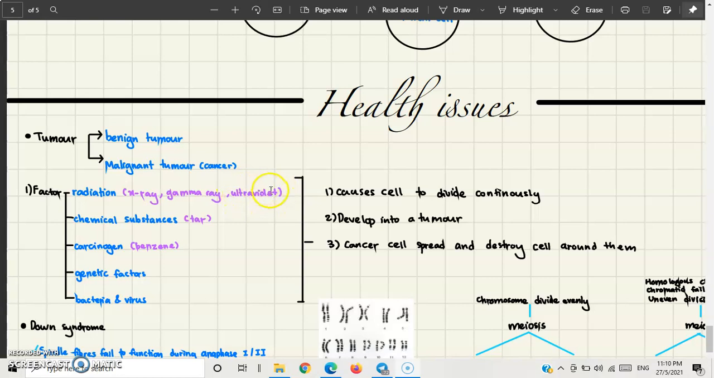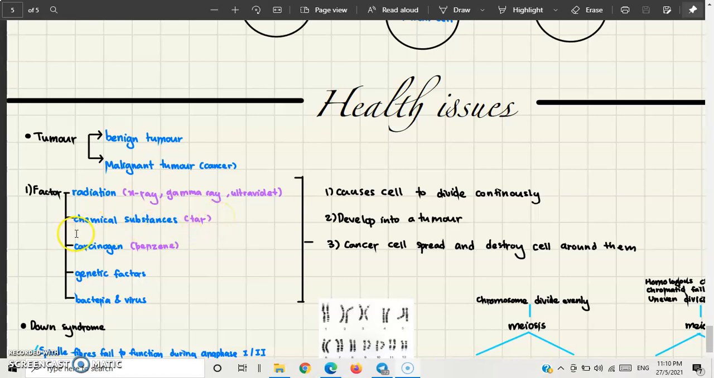Ultraviolet ray, where does it come from? From the sunlight. Okay. The second factor is chemical substances such as tar. Yeah, tar in the smoke. So tar in the smoke can cause cancer, especially lung cancer.